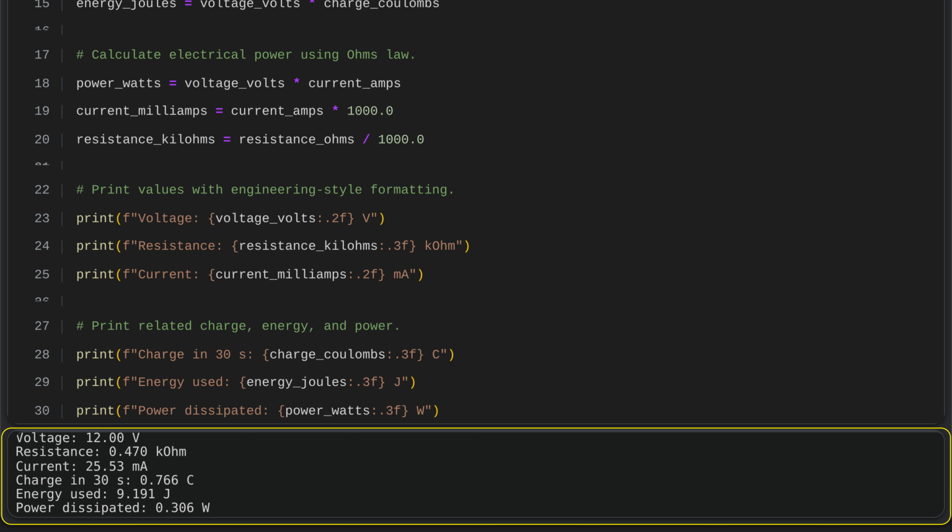This script gives a quick demonstration of Ohm's law using 12 volts and 470 ohms. It calculates current, checks the voltage from current and resistance, then finds charge over 30 seconds, energy used, and power. The printed results show these values in practical units, helping confirm how voltage, resistance, current, charge, energy, and power are related.